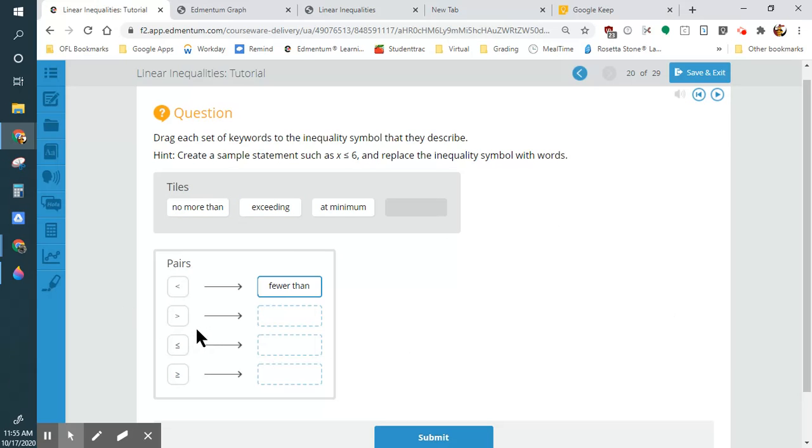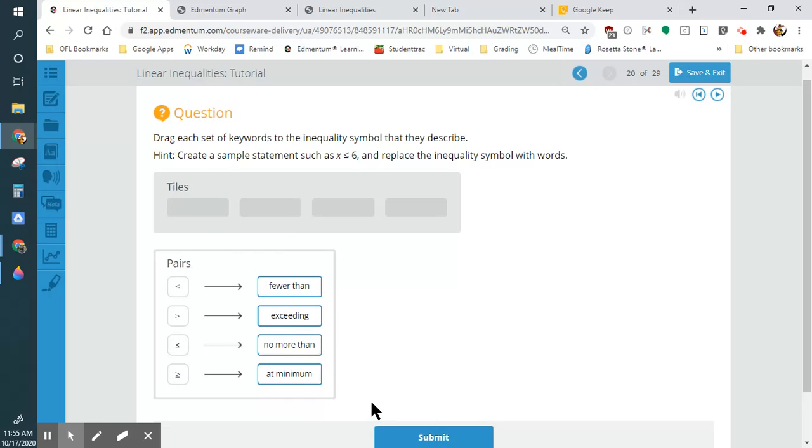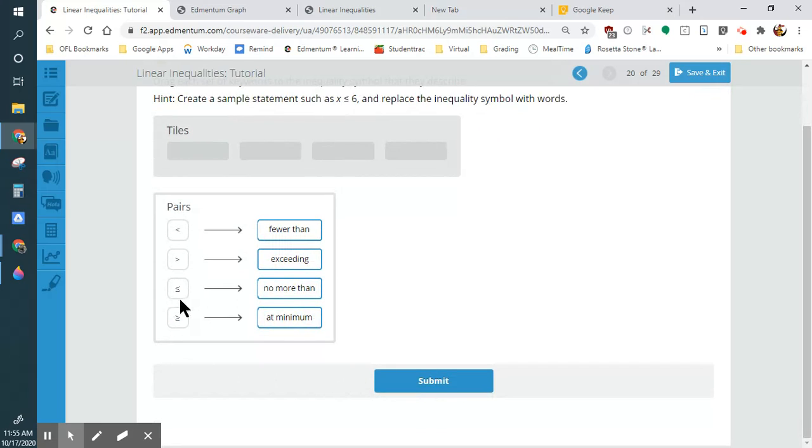All right. So we want more than something. So we want something to exceed it. So at minimum, meaning whatever it is and more than that. So this is going to be and more than that. Okay, now it's starting to make sense. No more than this. No more than this. Okay, so you can have the amount.